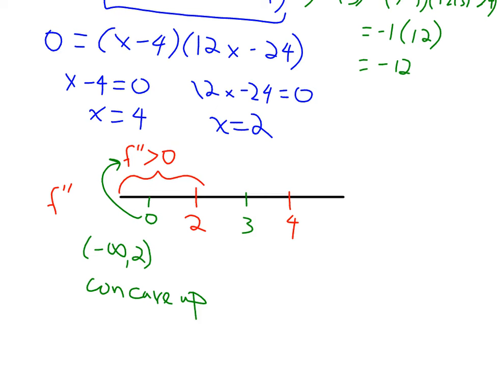So I know that on the interval between 2 and 4, I'm concave down.